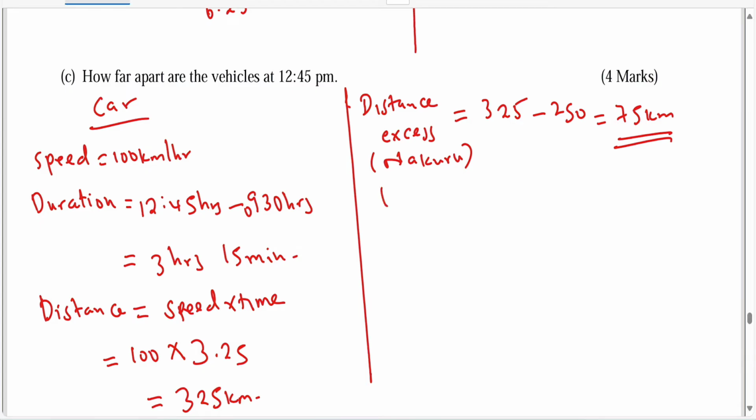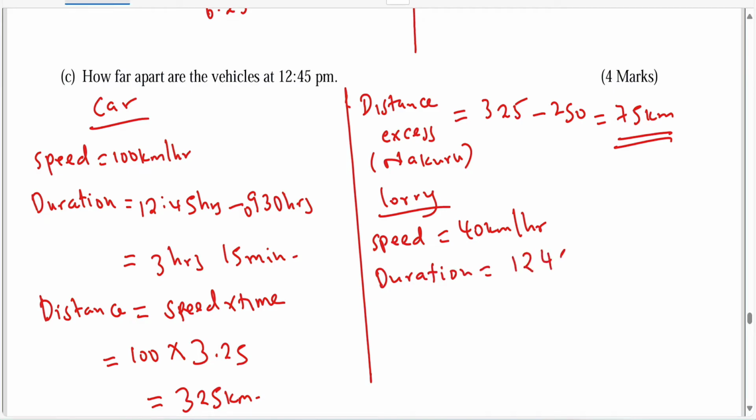Now let's go to the lorry. And the lorry also, you have to do the same thing. The speed of the lorry, now you know it, so you calculated it to metafuta, which is 40 kilometers per hour. Duration ya lorry ni vile vile utakavyofanya kwa hiyo gari. So imefika pale 12:45 hours, sio? So you subtract with 8:15 kwa sababu imetoka pale 8:15. So 8:15 hours or 8:15 am.